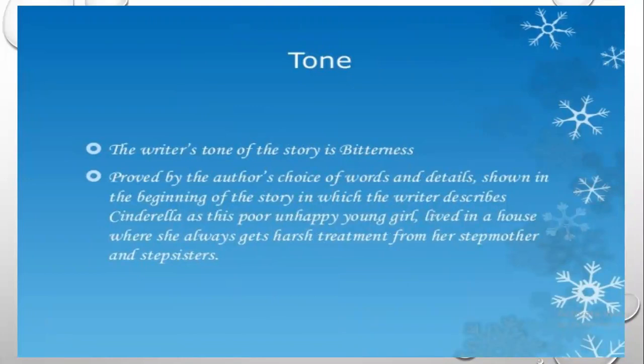The tone in the play, the writer's tone of the story, is sympathetic. He is talking in a better way about the harsh situation Cinderella is living in, proved by the author's choice of words and details shown in the beginning of the story, in which the writer describes Cinderella as this poor, unhappy young girl who lived in a house where she always gets harsh treatment from her stepmother and stepsisters. But the story ends happily.